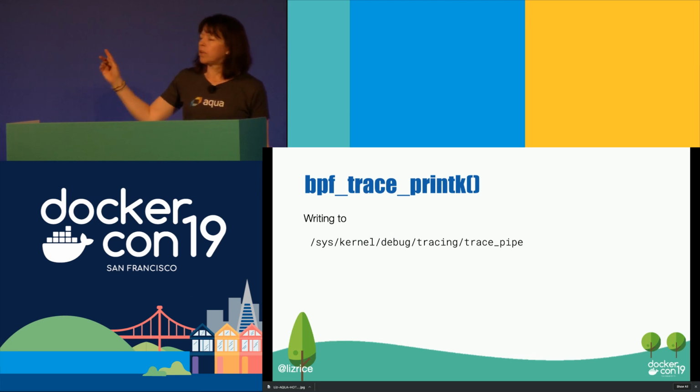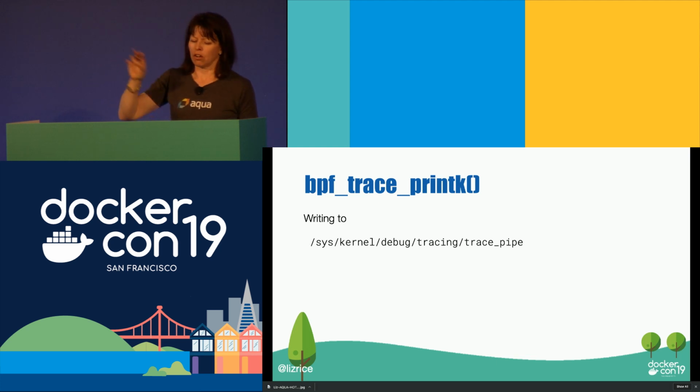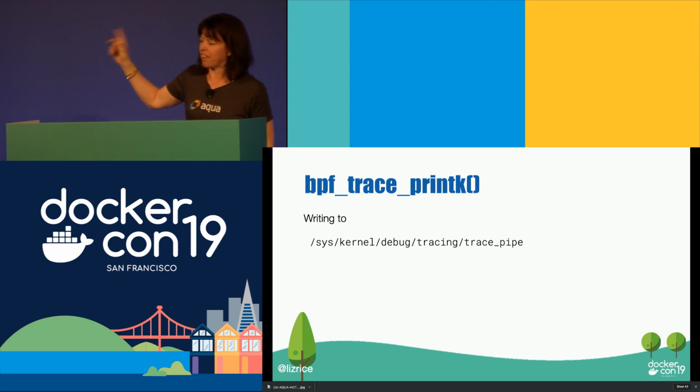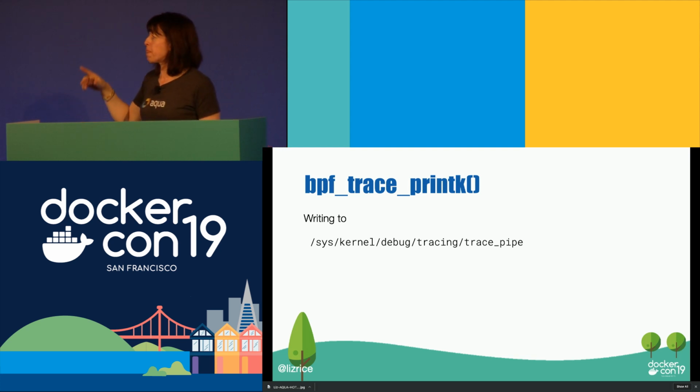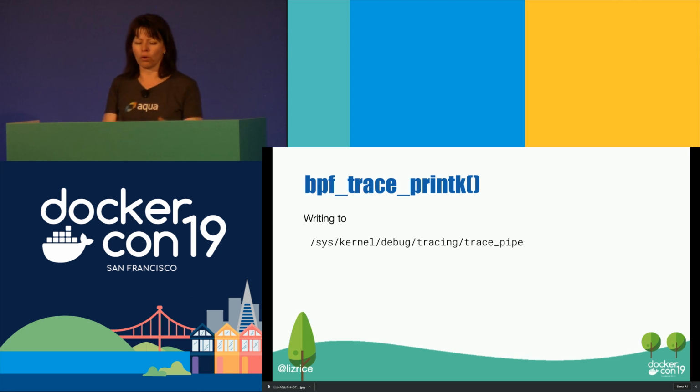Okay, we saw the helper function trace print k writing to that file location. And there's only one of those locations. So that's not going to be much good to us if we want to have multiple BPF programs, or if we have multiple user space components interacting. We don't want everything sort of bottlenecking through one file descriptor.